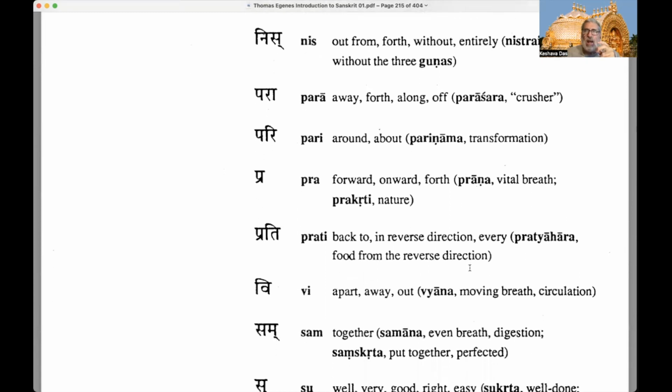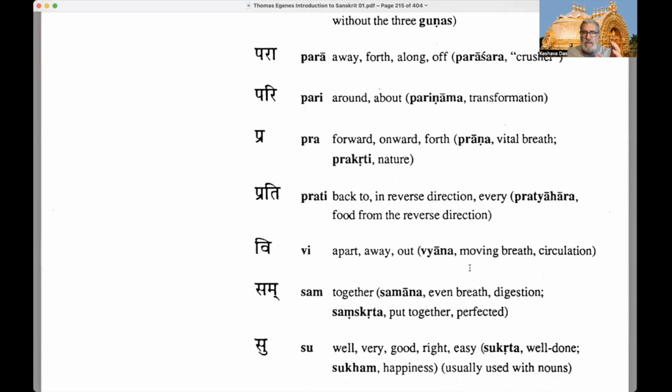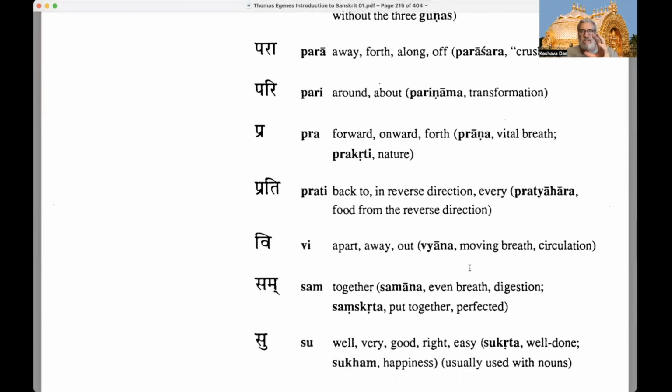So para means away, or forth, or off, or along, right? So parashara means crusher. So then we have pari means around. And so we have parikrama, for example. Krama means to walk. Parikrama means to walk around something, usually clockwise. But it could mean, so we don't know. Anyway, so parikrama. So here he says parinama, so it means transformation. So people who believe that the world is a real transformation of Brahman are called parinamavadins.